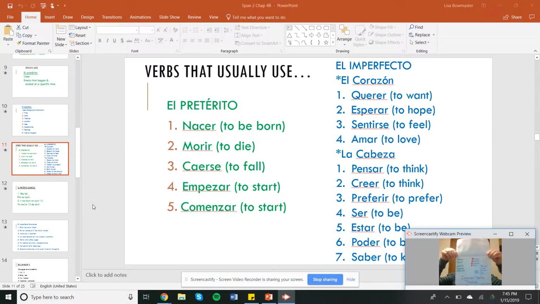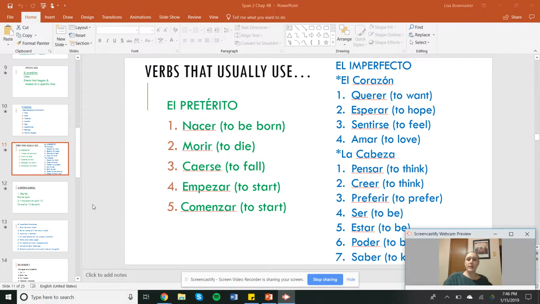As you can see, preterite was not so many. Imperfect, you want more space for. For the preterite, things like nacer, morir, caerse, empezar, and comenzar. Again, no difference between empezar and comenzar. These are things that happen, boom, done. You're born one time, it's done and it's over. In fact, there's an exact minute that you were born on your birth certificate.